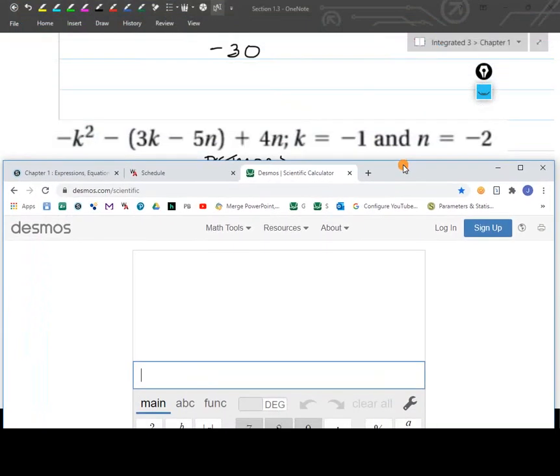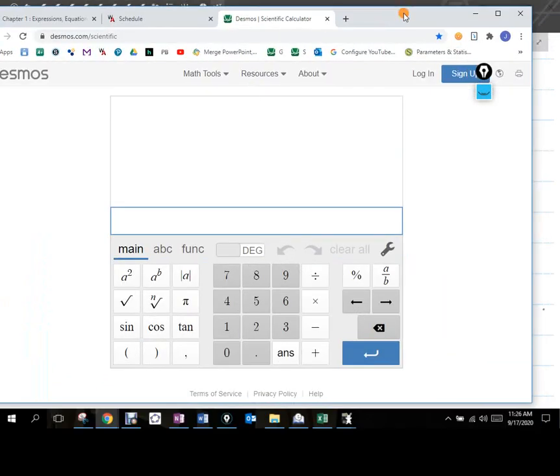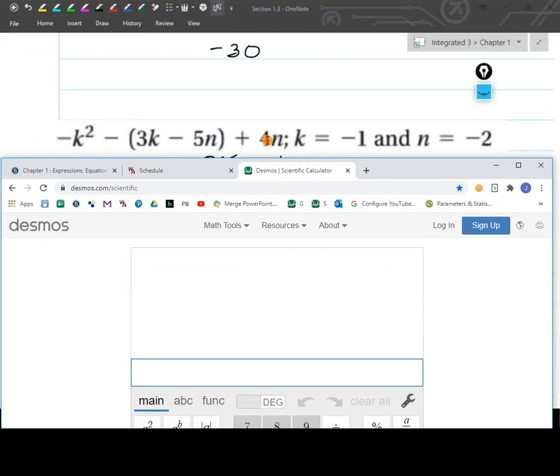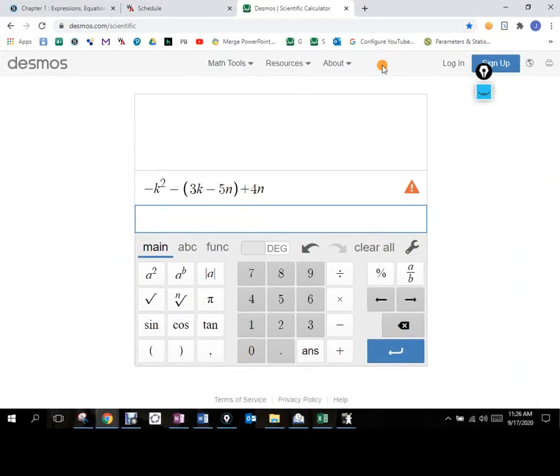I go to Desmos, scientific calculator. I'm going to type in exactly what I saw here in my problem. So I'm going to go negative k squared minus 3k minus 5n plus 4n. Okay? I hit enter, and you notice it gives me this little error. It just tells me I have too many variables, and I haven't told anybody what those variables are yet.